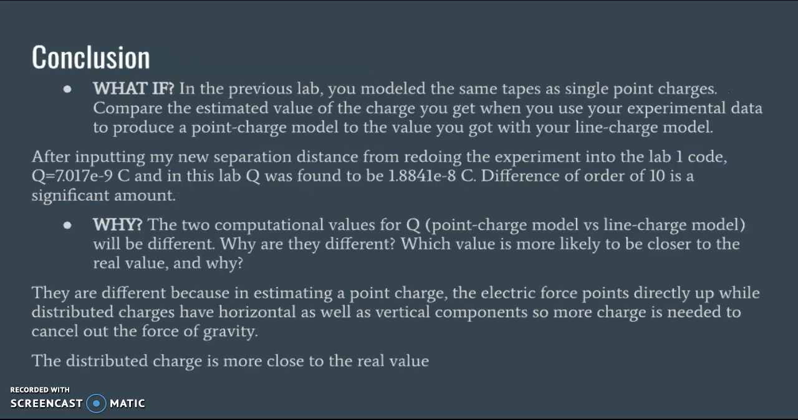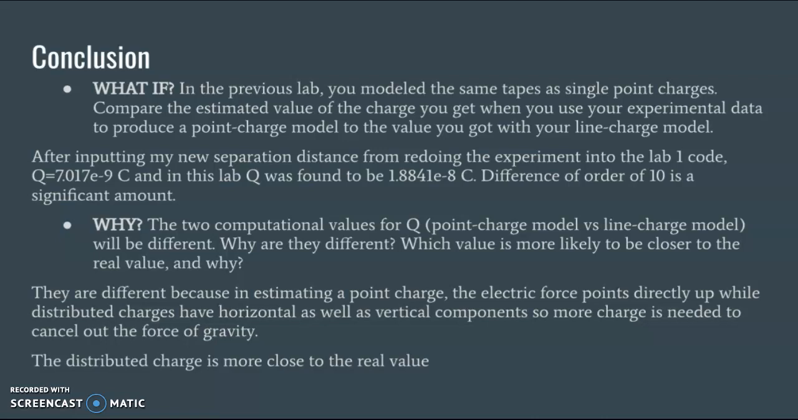And so in conclusion, here are the two questions posed. In the previous lab, we modeled the tapes as single point charges, and so we were going to compare the two values. After inputting my new separation distance of 1.49 centimeters into my code for Lab 1, I found Q to be 7.017 times 10 to the negative 9 coulombs. And in this lab, Q was found to be 1.8841 times 10 to the negative 8 coulombs, and the difference in the order of 10, because the first one had 10 to the negative 9 and this new one has 10 to the negative 8, is a significant amount.